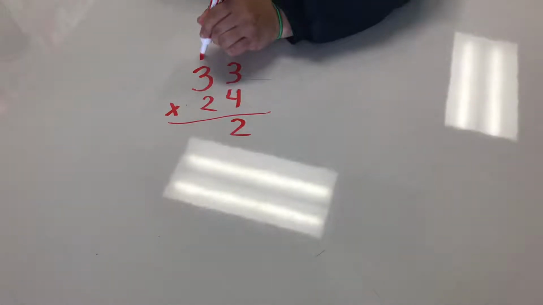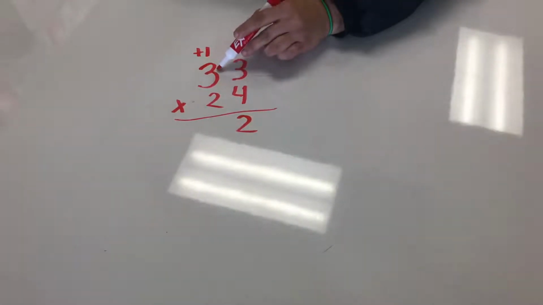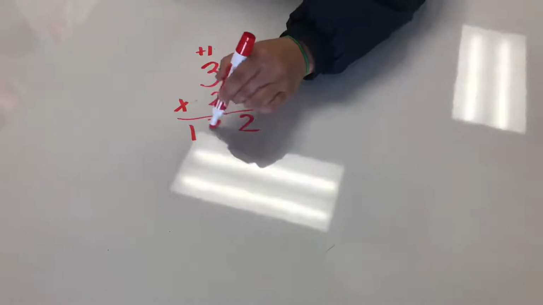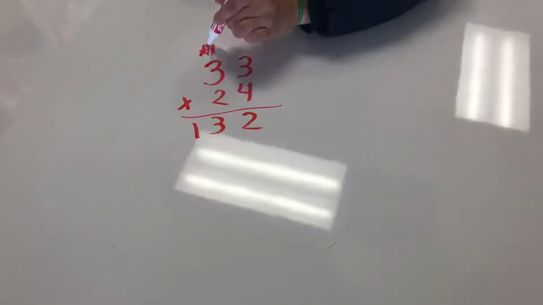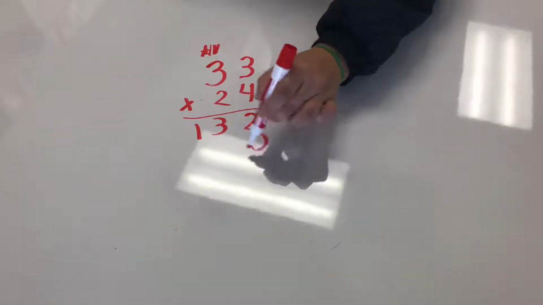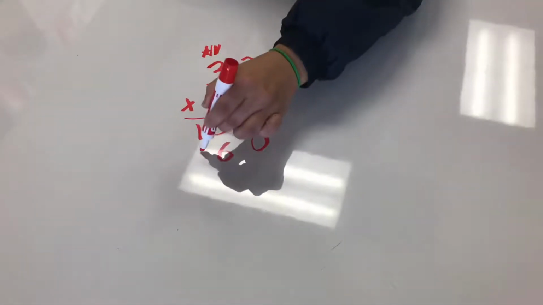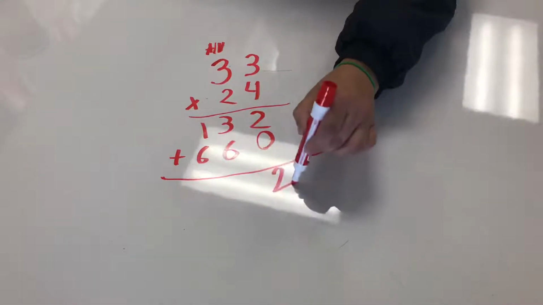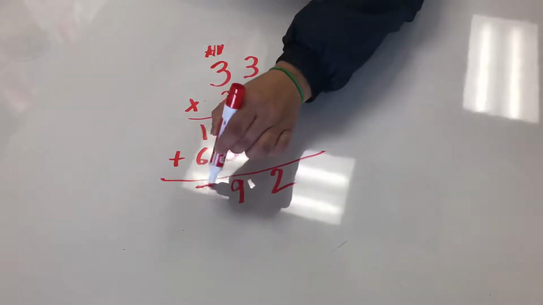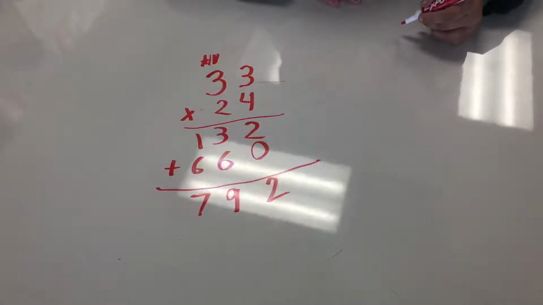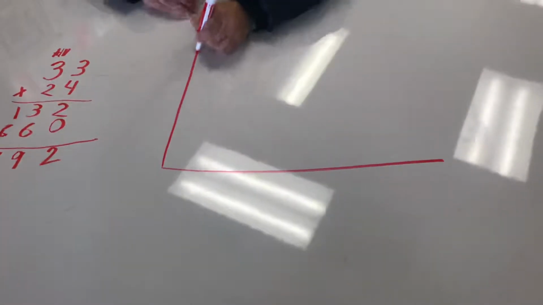As we remember it, 33 times 24, we would multiply 4 times 3, get our 12, carry the 1, 4 times 3, 12, plus 1, 13, and then we're done with that. 2 times 3, 6, 2 times 3, 6, adding it together, and we would get 792. The way that your students are learning it in school is with the area model.